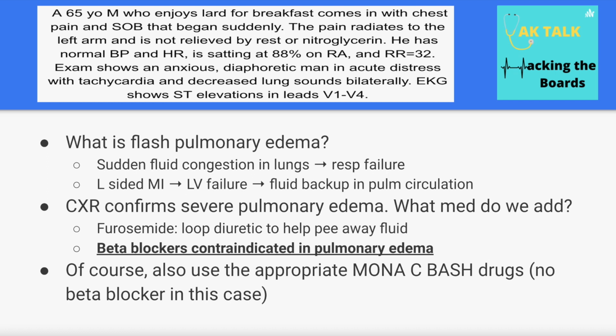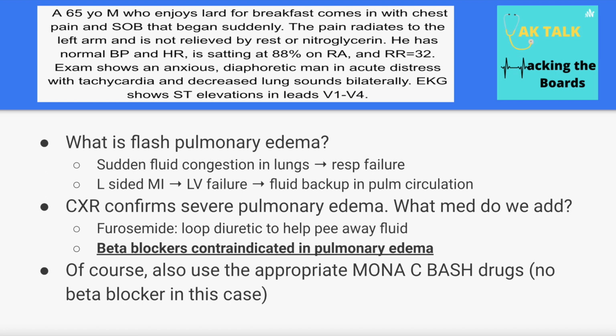We would definitely want to add furosemide to diurese the patient. And what we mean by that is decrease circulating fluid by making the patient urinate it out. Beta blockers are the meds that are contraindicated in pulmonary edema, since we want the heart to be contracting as strong as possible to push fluid forward. And beta blockers, as we know, would decrease contractility.